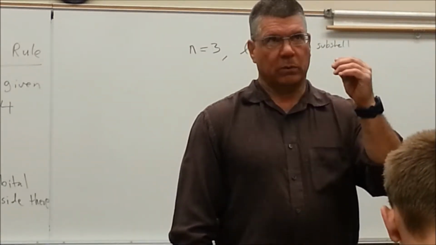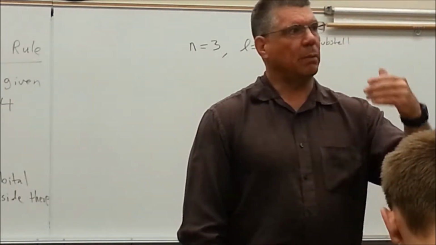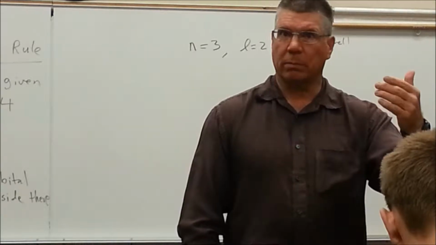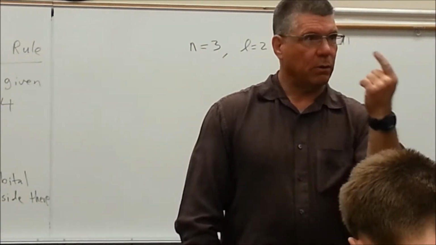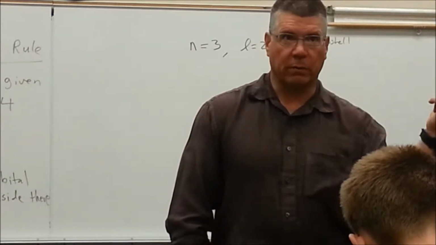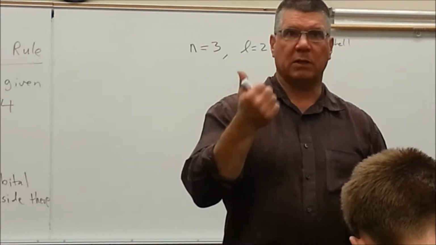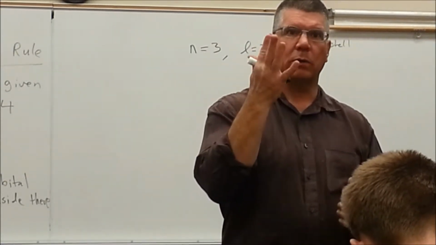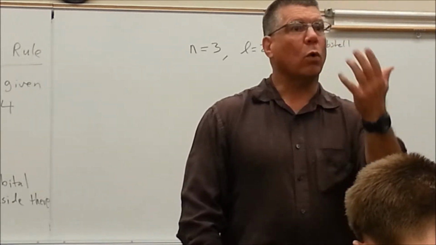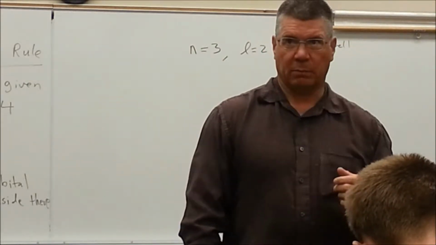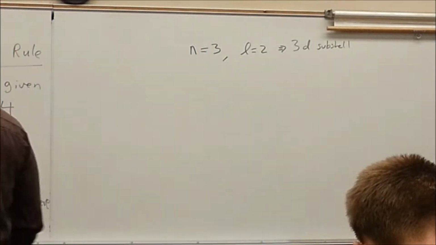What determines how many orbitals there are in a given subshell is how many values of m sub L there are. And remember, the rule for m sub L is negative L through 0 up to positive L. So we said L equals 2. That means m sub L can be minus 2, minus 1, 0, 1, or 2. It has 5 values, so there are 5 orbitals in that subshell. But we're not to the electrons yet.